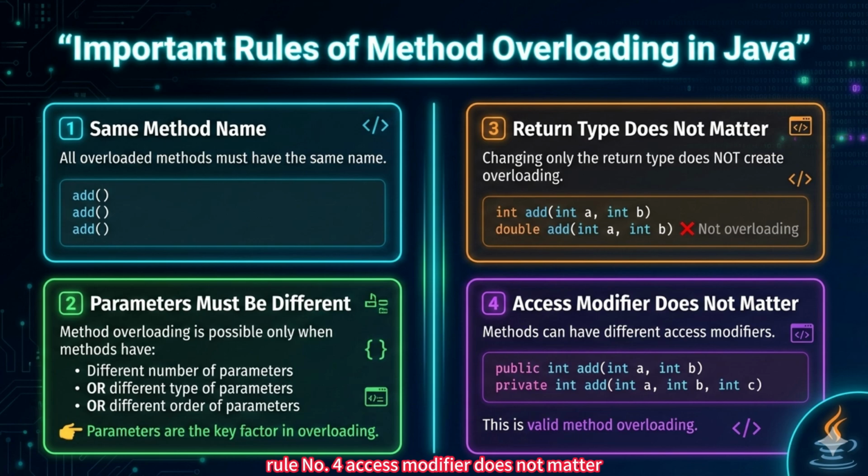Rule number 4, access modifier does not matter. Methods can have different access modifiers and still be overloaded. For example, public int add(int a, int b) and private int add(int a, int b, int c). This is perfectly valid overloading.